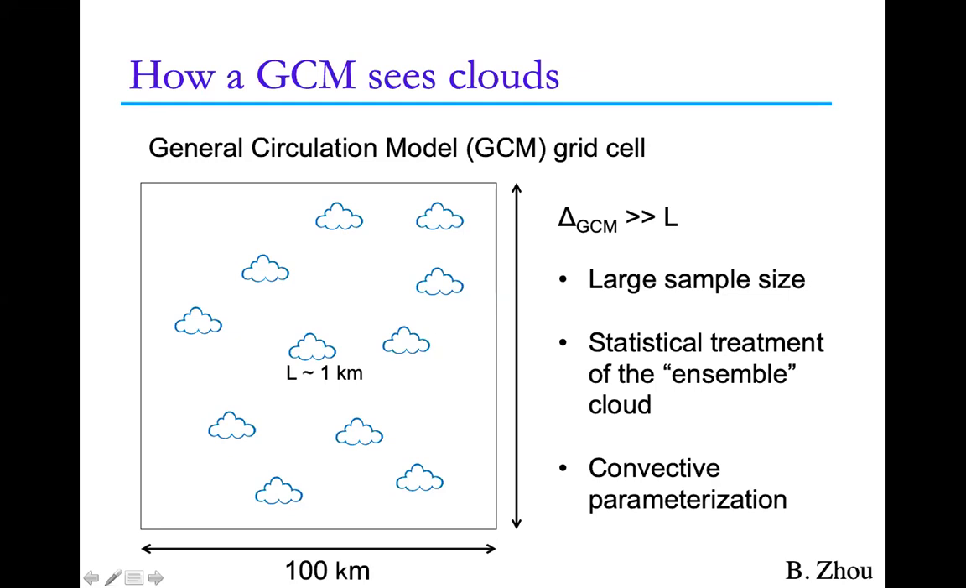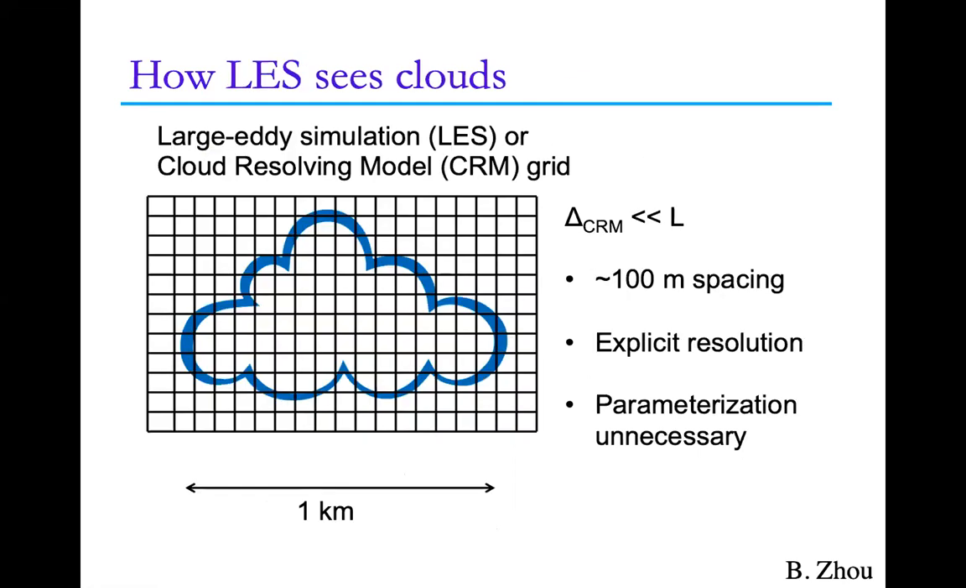On the other end of this, in large eddy simulation, or sometimes in very fine cloud resolving models, you have grid spacing on the order of 100 meters, and you're able to explicitly resolve the features in the cloud and the convective motions and everything that's going on in there. And you don't have to parameterize things because you're resolving the most important scales in this flow. So in this case, the grid spacing in the model is much less than the length scale of the feature of interest. So in this case, much less than 1 kilometer.